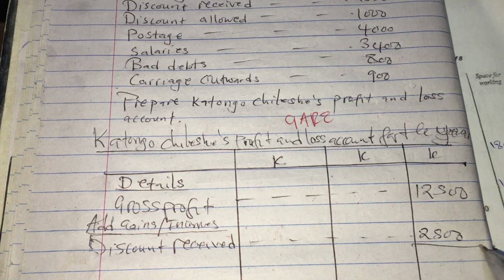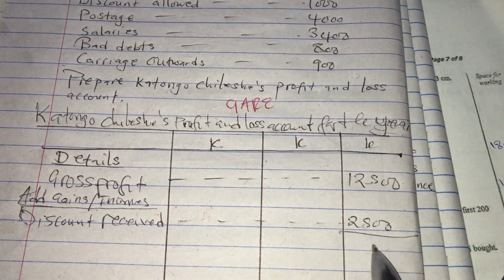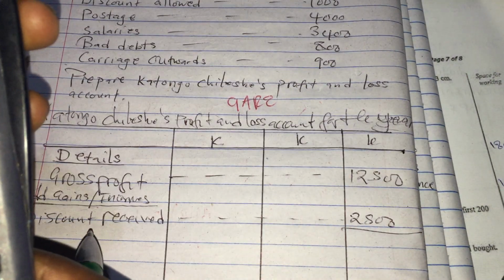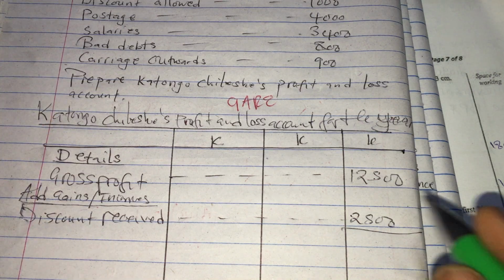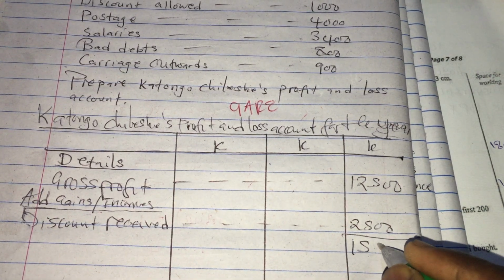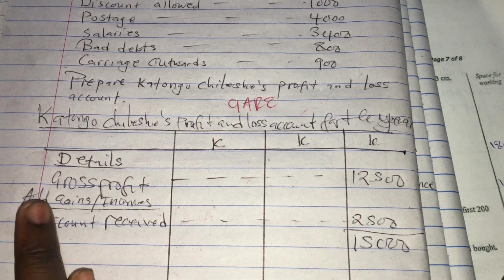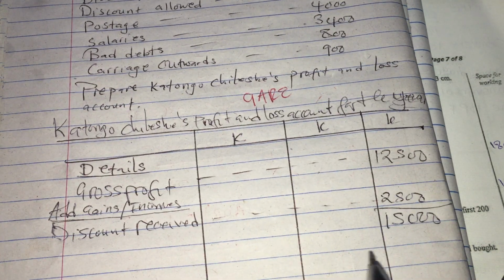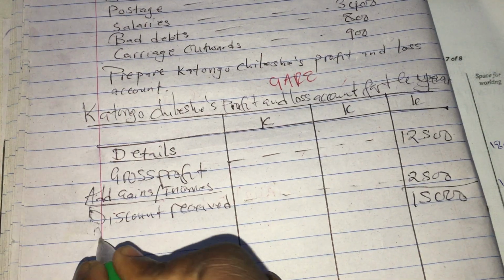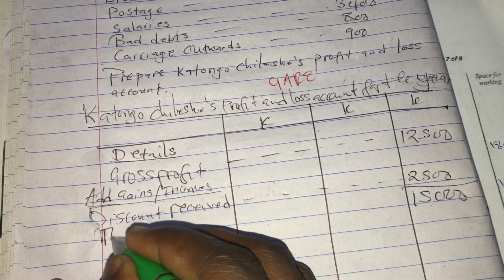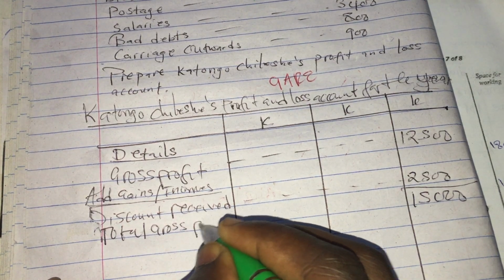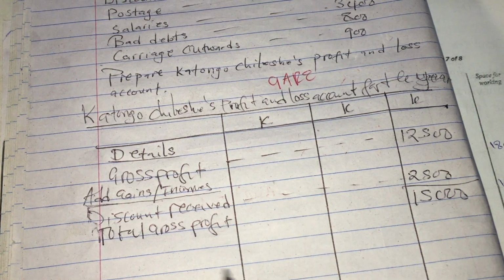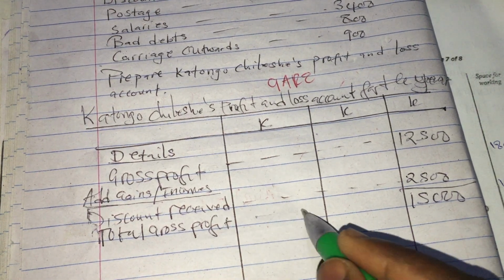Then here we add the amount, which is 12,500 plus 2500, which is 15,000 in short. All right, so this amount we refer to as the total gross profit.